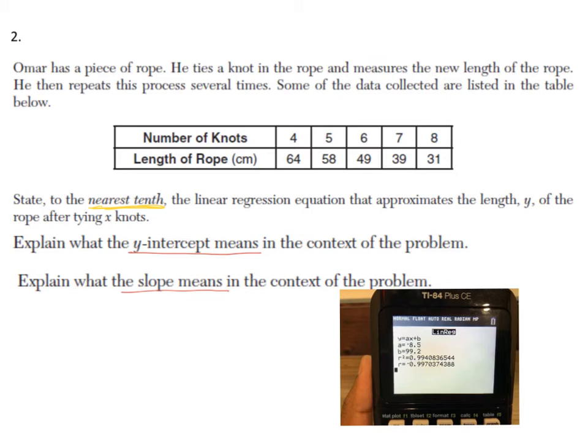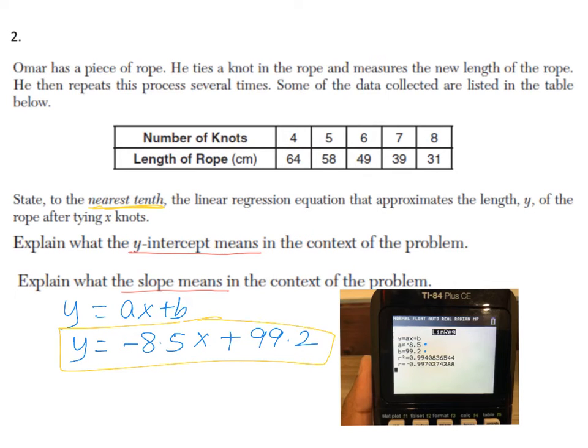So then we'll plug in our answers, and we need everything to the nearest tenth. So this question is already rounded off, which is excellent. It makes it easy. So y is equal to ax plus b. We'll take the values for a and b and plug them in here. So that's our first answer. Put it in a box.